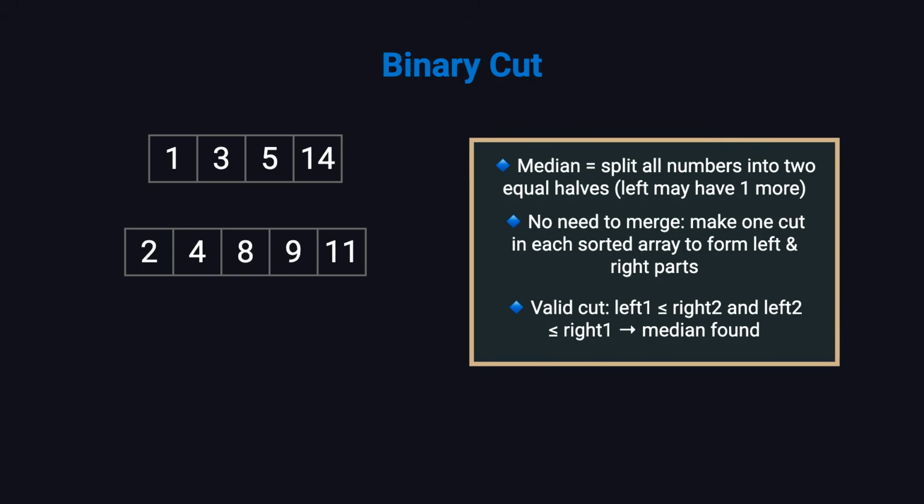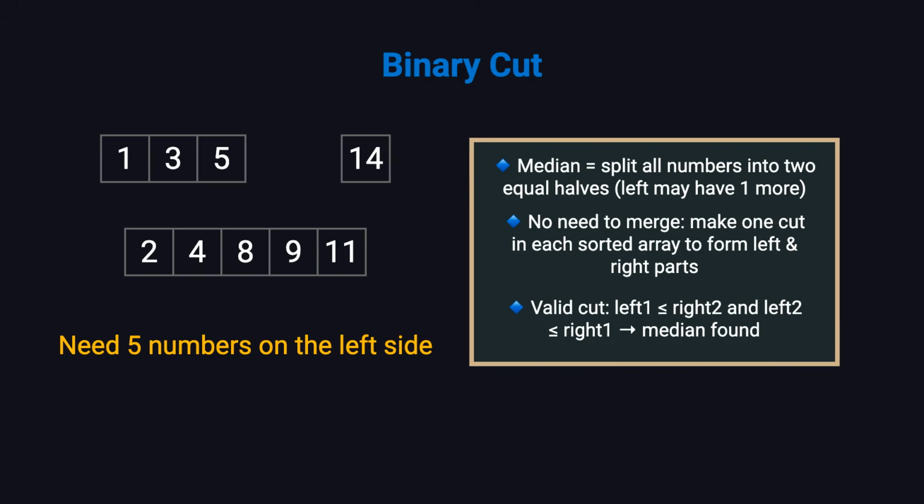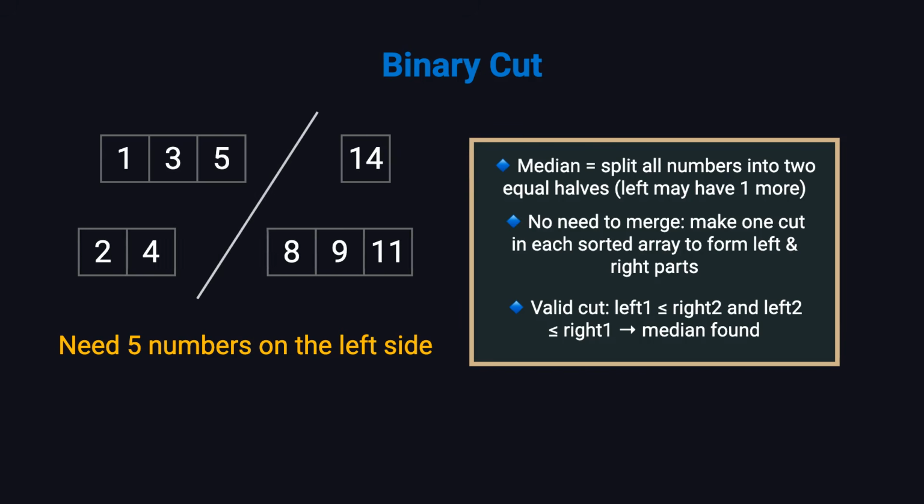Let's walk through this with our earlier example. nums1 and nums2 have 9 numbers total, so the left half needs 5 numbers. The question is, how many should come from nums1 and how many from nums2? If nums1 contributes 3 to the left, then nums2 automatically contributes 2, adding up to 5. So we only need to figure out where to cut nums1, and the cut position in nums2 is determined automatically. So how do we find the right cut position? The answer is binary search on the shorter array.